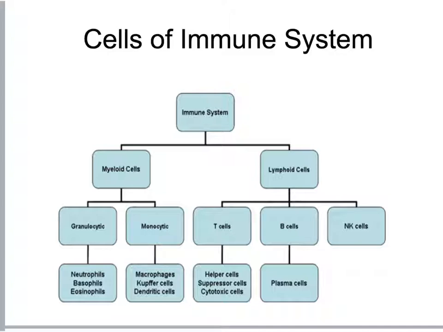These are the cells of the immune system. Here we have the immune system, then you have your myeloid cells, and then they're divided into what you call granulocytic and monocytic cells. The granulocytic include the neutrophils, basophils, and eosinophils, and the monocytic include the macrophages, the Kupffer cells, and then dendritic cells. Now in the lymphoid cells, we have the T cells, which include the helper T cells, the suppressor T cells, and the cytotoxic T cells. We have the B cells, which also include the plasma cells, and then we have the natural killer or NK cells.